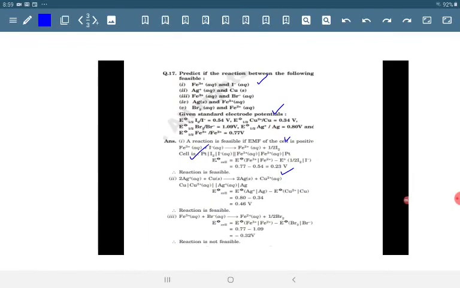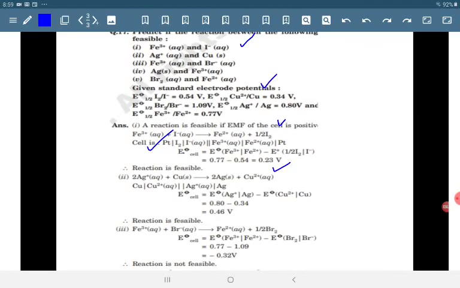Next part is whether Ag+ plus Cu, the reaction is feasible or not. As you can see, Ag+ is getting converted to Ag, that means this is cathode, and Cu to Cu2+ is anode, and we know that the silver electrode has the higher value, so it is acting as cathode, and putting the value also it comes out to be positive.